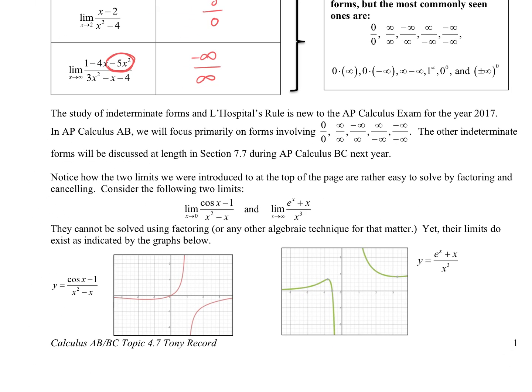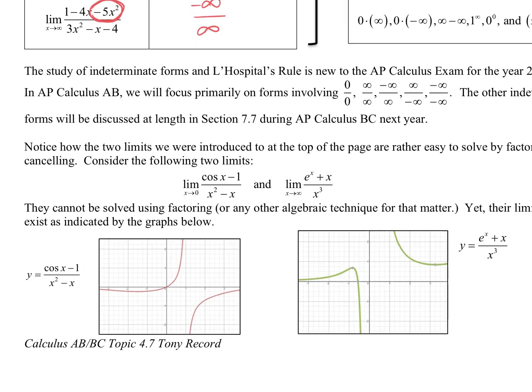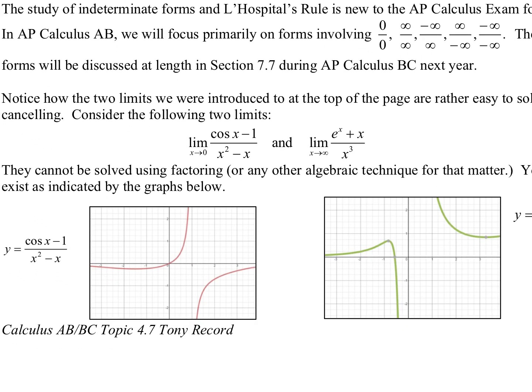Now, like I was saying, sometimes you can't actually do any algebra to simplify these limits. Like these examples right here of cosine x minus 1 over x squared minus x and e to the x plus x over x cubed. There's nothing I can do to those to simplify them. But when I plug in 0 or I plug in infinity, I end up with infinity over infinity, or I end up with 0 over 0.